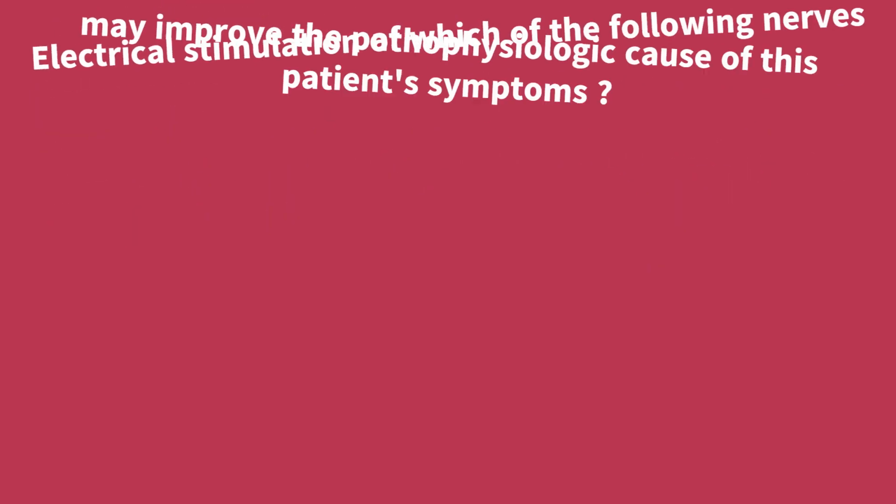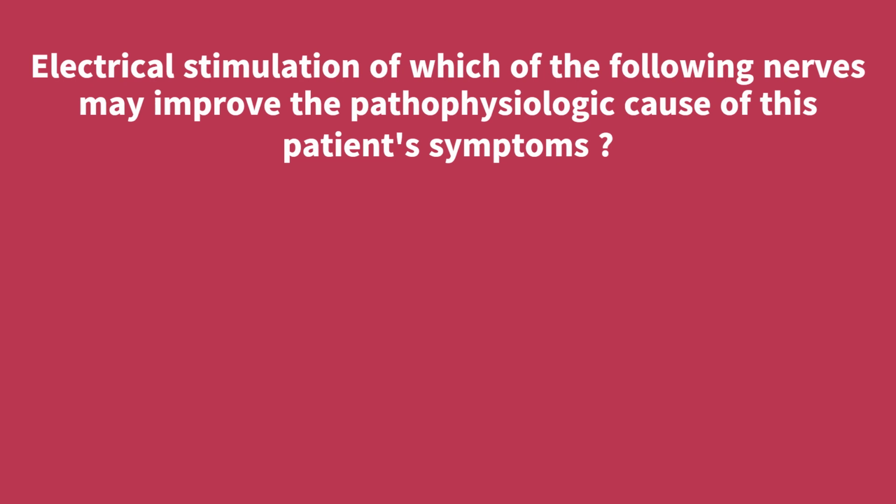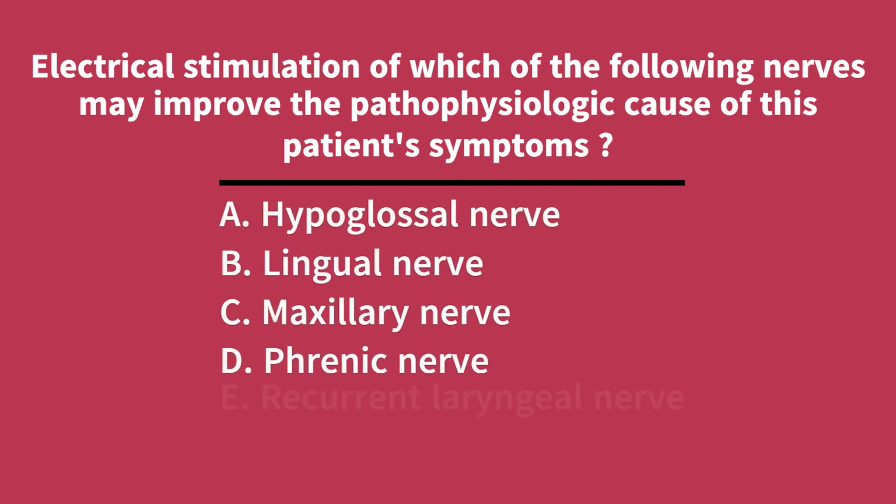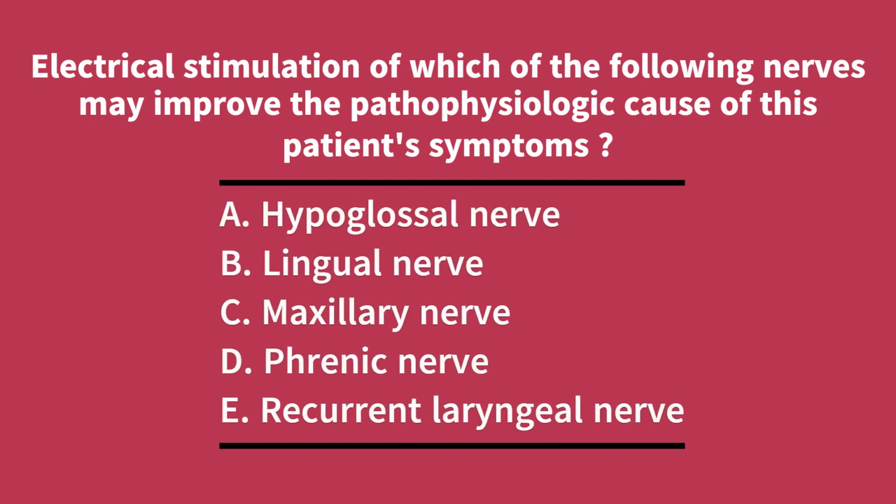For the following case, electrical stimulation of which of the following nerves may improve the pathophysiologic cause of this patient's symptoms? A. Hypoglossal nerve. B. Lingual nerve. C. Maxillary nerve. D. Phrenic nerve. E. Recurrent laryngeal nerve.